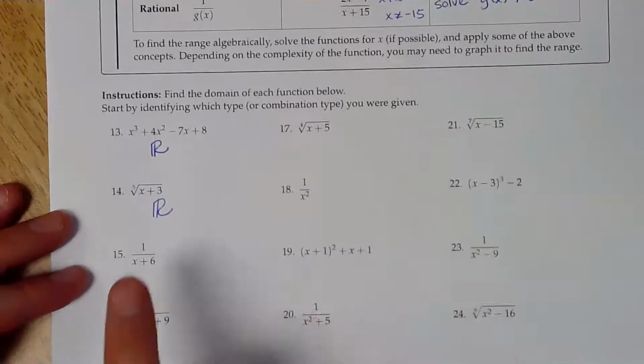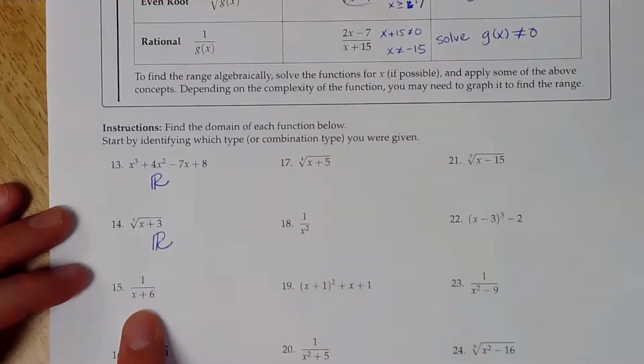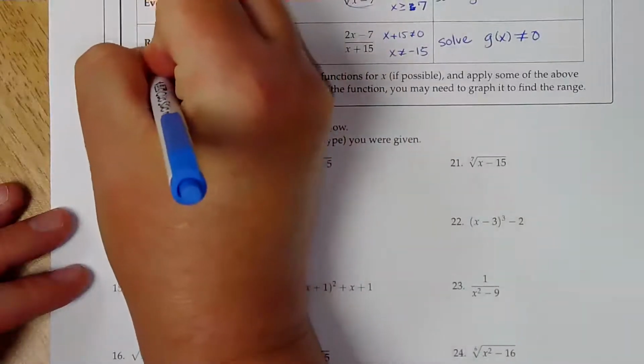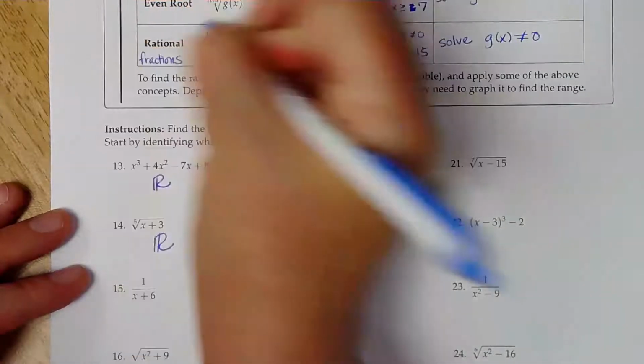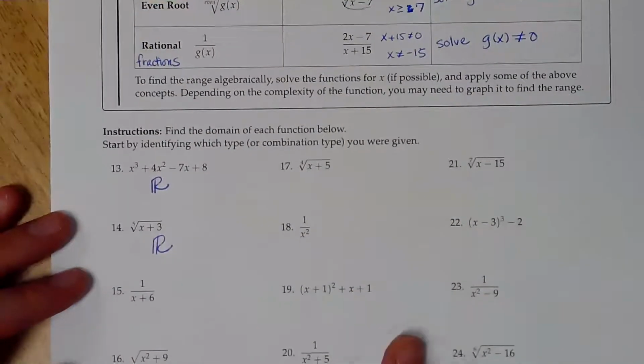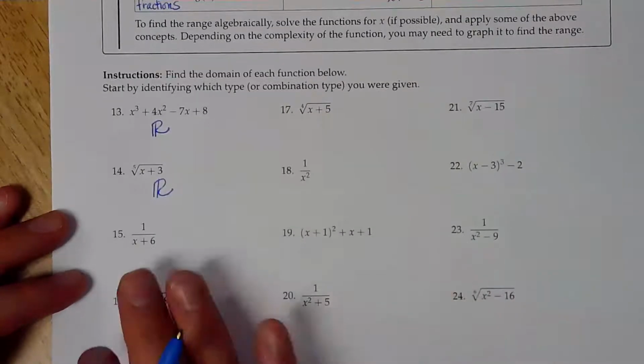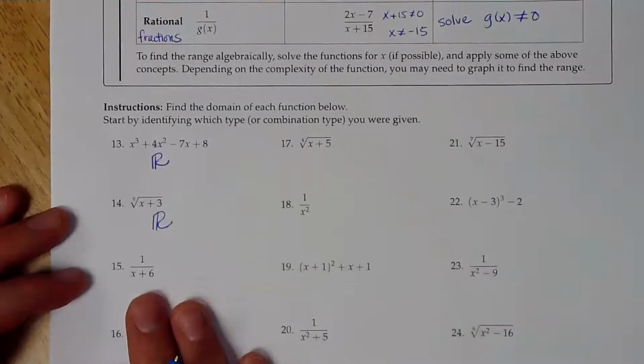All right, 1 over x plus 6. So this is a rational function. Rational functions often look like fractions. Okay, try to say that 10 times fast. Function, fraction. Okay, so the deal with these is that we cannot divide by 0.